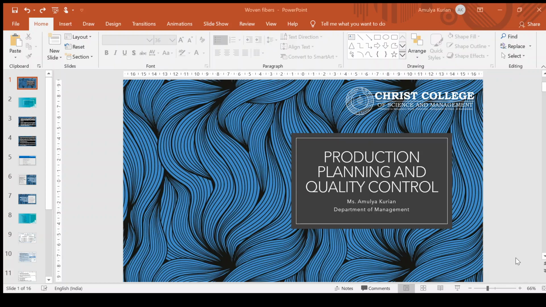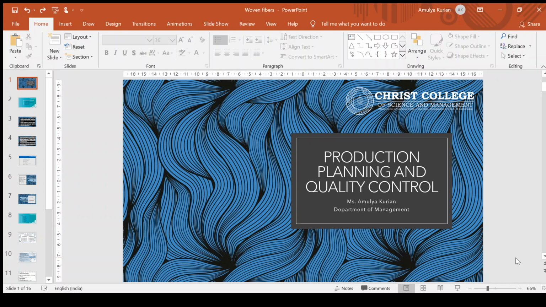Everyone, we have completed the third module regarding material handling. In the fourth module, we will be looking into production planning and quality control. So basically, we will be dealing with what is meant by production planning, what is production control, and the quality control techniques which are being used in the industries.